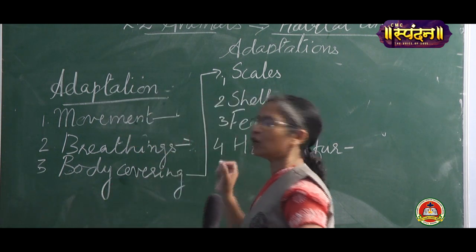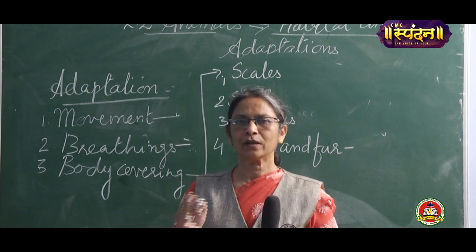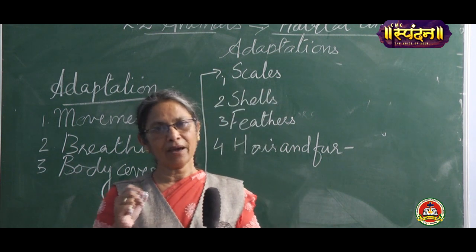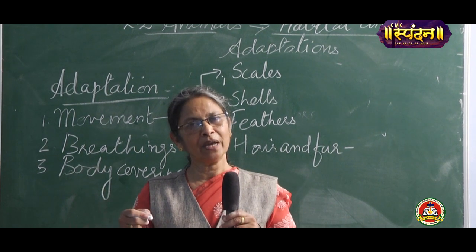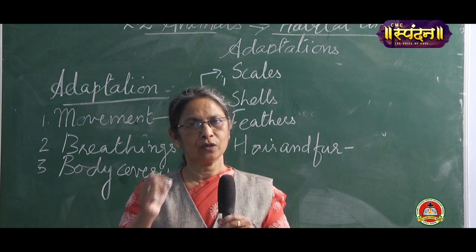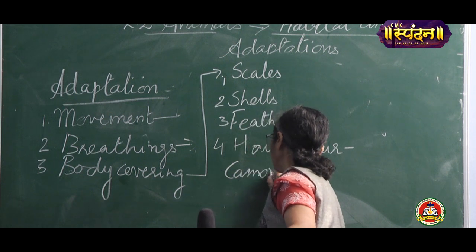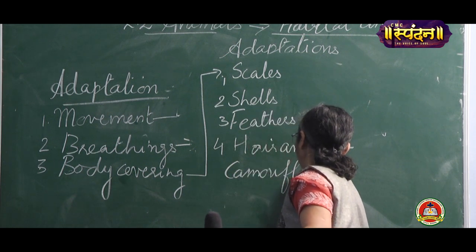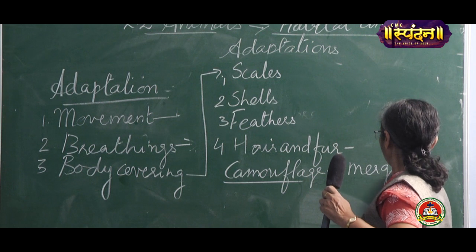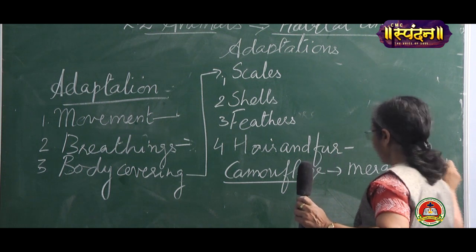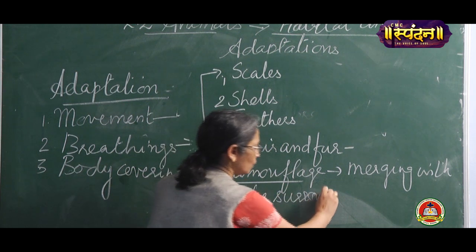Then we have a terminology which is called, children, camouflage. Now what is camouflage? Animals like chameleon and grasshopper have the tendency to merge with the surroundings. So that helps them to hide from their enemies, and they themselves are protected. So this phenomenon is called camouflage. It's a process, children, or you can call it a phenomenon. Camouflage is the tendency of merging with the surroundings.